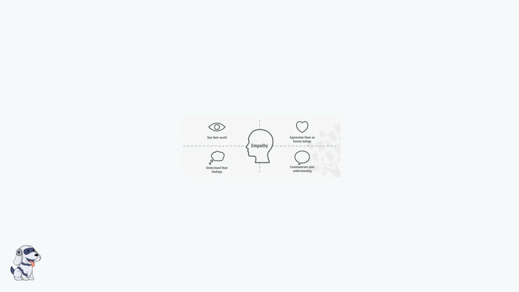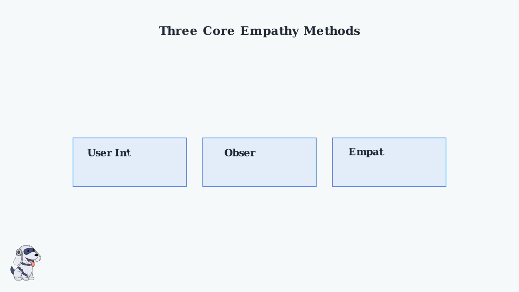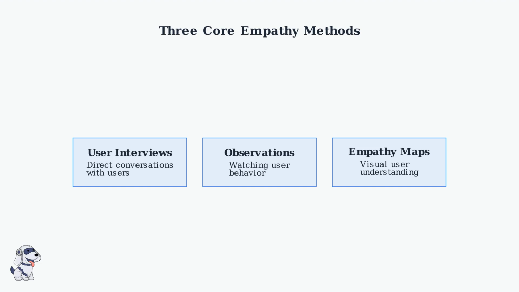The first stage of design thinking is empathize, the foundation of understanding your users. This stage requires putting yourself in the user's shoes to gain deep insights into their world. Empathy in design thinking involves three core methods: conducting user interviews, making observations, and creating empathy maps. Each method provides unique insights into user behavior and needs.